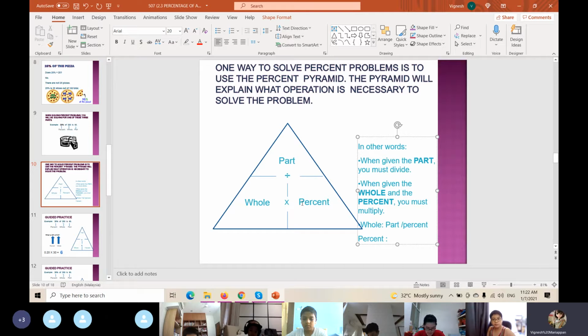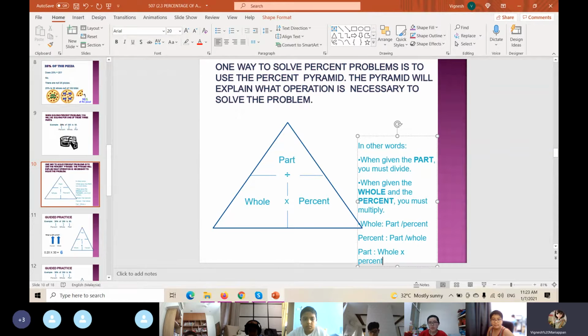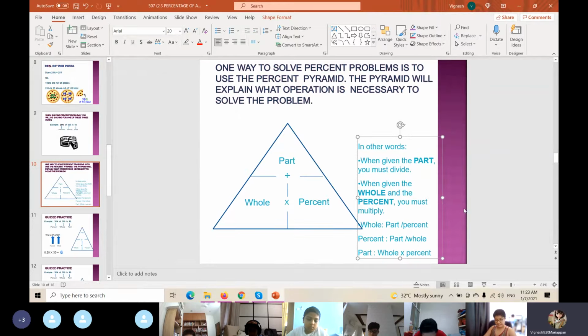Usually when the percentage is given, the whole will also be given, and you have to find the value of the part. Let's say the percentage is not given, but the part is given and the whole is also given. You have to take the part and divide by the whole. You just follow the pyramid. Let's say the part is not given, but the whole is given and the percentage is given. So whole multiply the percent. Can you understand or not? Who still doesn't understand?